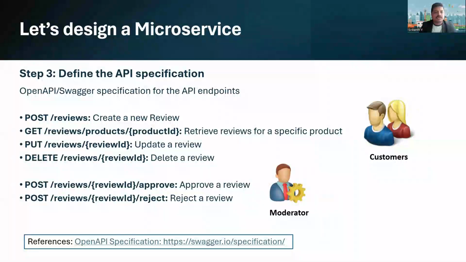So there is a POST for a review. There's a GET to get all the reviews of a specific product. We update a review, delete, and then equally for a moderator, we give them a POST for an approval and a POST for a rejection. And these could be action APIs as such.